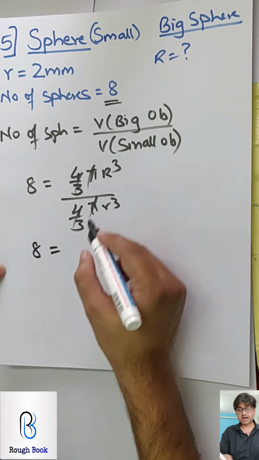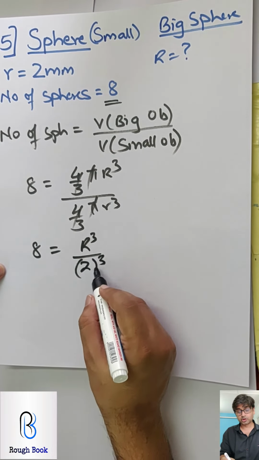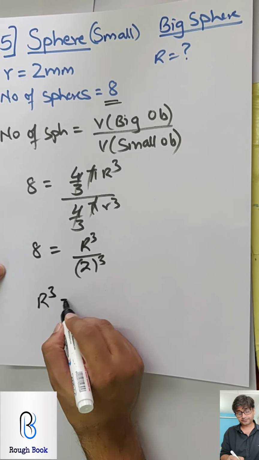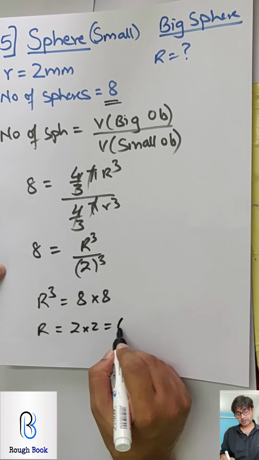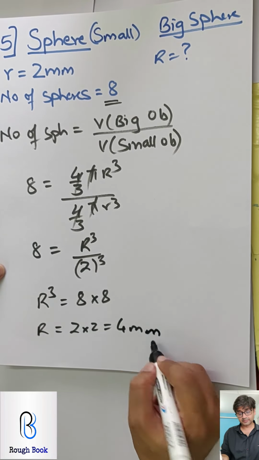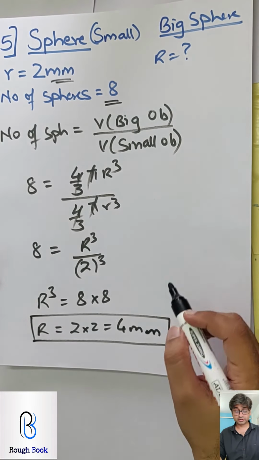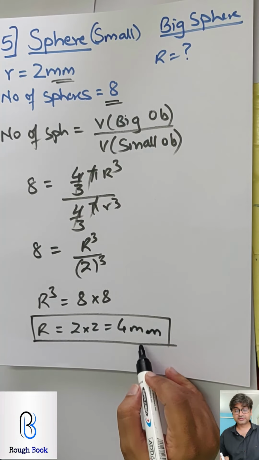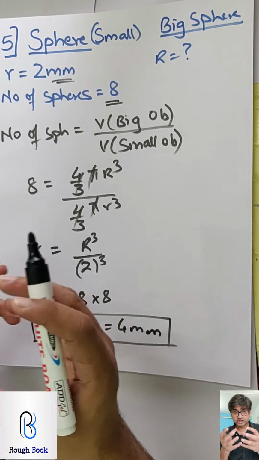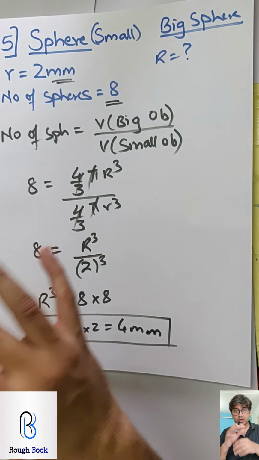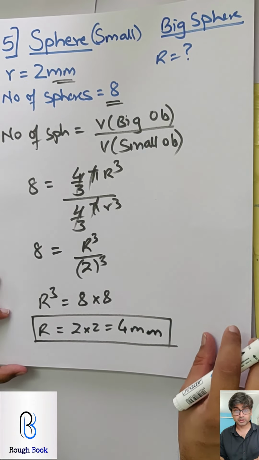So 8. This r is unknown and this r is 2 cube. So 2 cube 8. 8 into 8 r cube. So r will be 2 into 2. That is 4 millimeter. That's what the unit is. So therefore the radius of the big sphere is 4 millimeter. Getting it? This is purely volume because you're taking smaller spheres converting into bigger one. So all the inside mass is getting converted and therefore you're talking about volume.